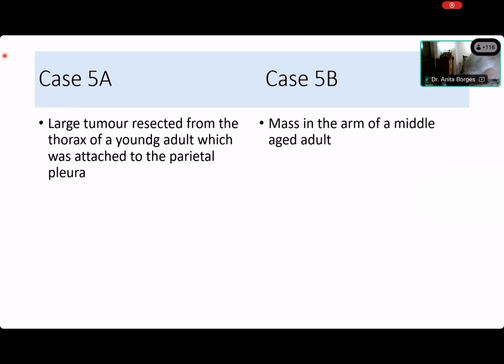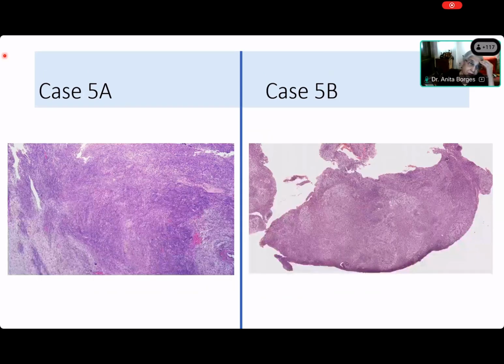So who's going to do this now? Elsa? Come on, Elsa. We're coming round full circle. Ma'am, 5A is the last tumor resected from the thorax of a young adult, which was attached to the parietal pleura, and 5B is a mass. Excellent. All right. Come on now. Tell me the similarities and tell me the differences.